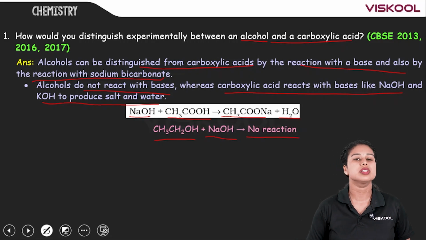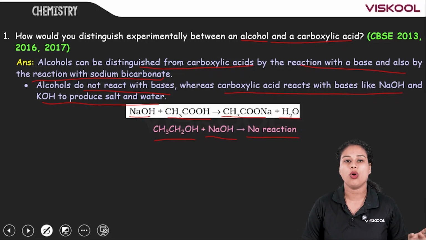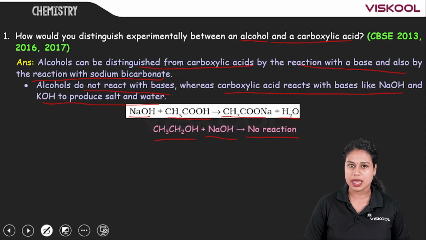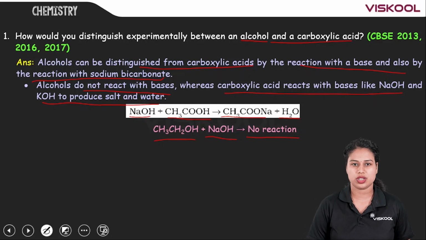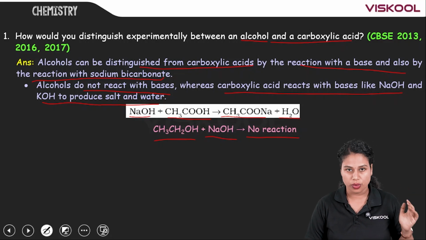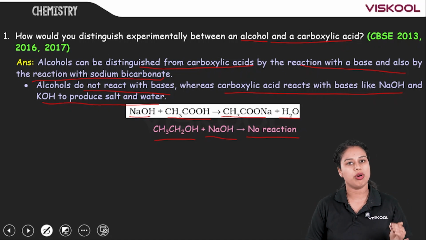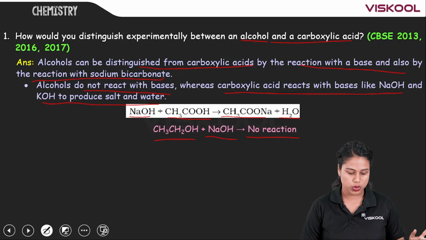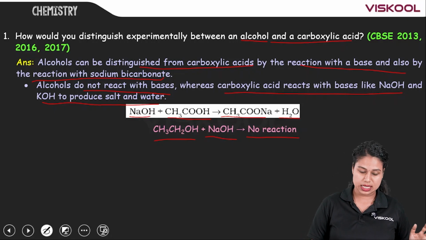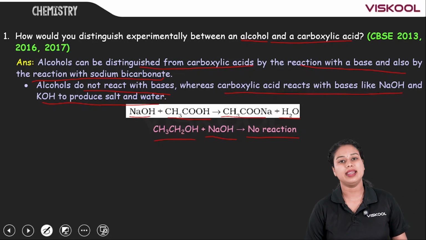So the first test that we can use to distinguish between an alcohol and a carboxylic acid is by reacting them with a base like NaOH, right? An alcohol on reaction with a base gives no reaction. A carboxylic acid on reaction with a base forms salt and water. Is this clear? Now the second reaction is the reaction of the alcohol or carboxylic acid with sodium bicarbonate.